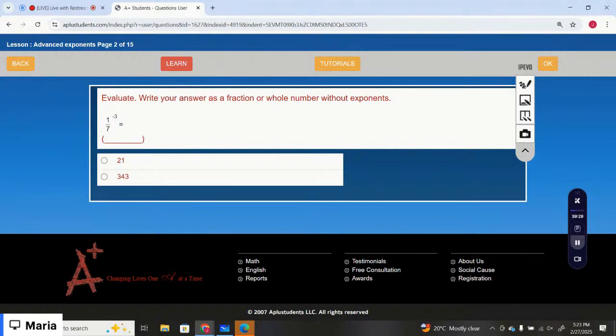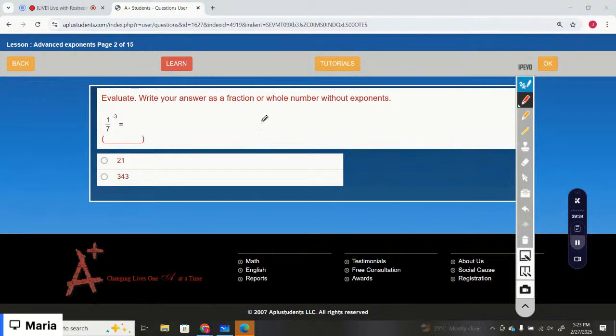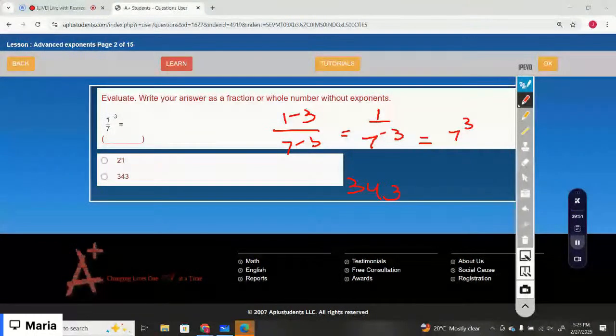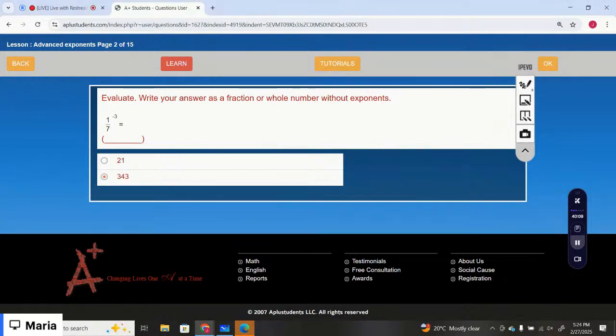Evaluate 1 by 7 exponent negative 3. So that would be 1 exponent negative 3 and 7 exponent negative 3. 1 exponent negative 3 is same, and 7 exponent negative 3 you can make the exponent positive by writing it in numerator. So 7 times 7 times 7 is 343. Option number 2 is the correct option.